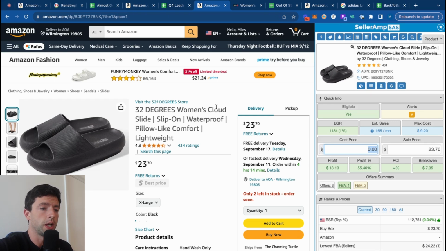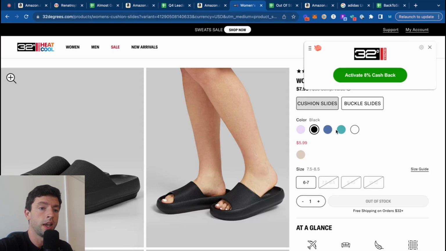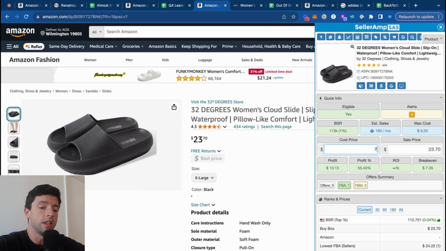This specific item right here, we can see is currently going for $24 on Amazon in the buy box. We can see over on the 32 Degrees website, it is $8. However, that size is out of stock. It's another huge mistake people make. So we can see this is a nice profitable product. Spend 8, make $4 profit after shipping, fees, sales tax, etc. The problem is this is currently not in stock.